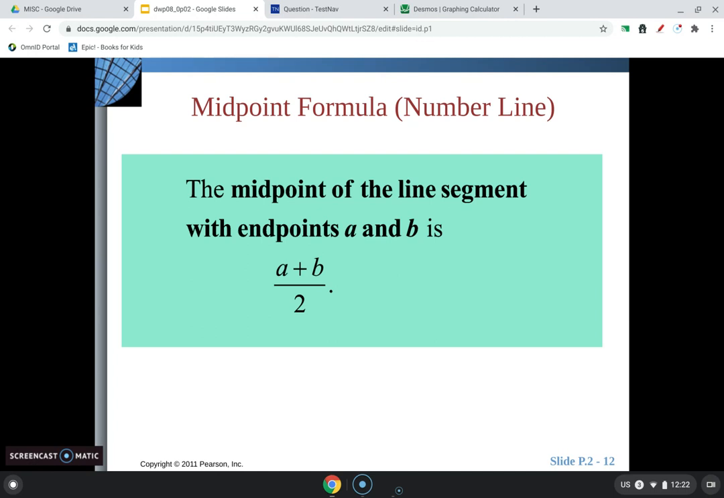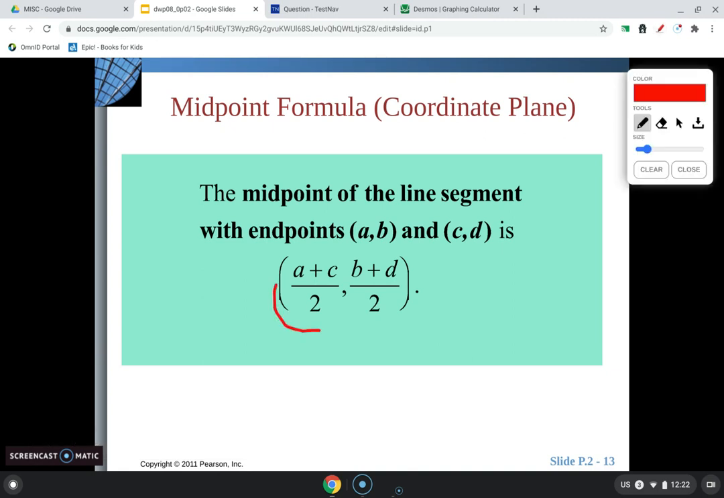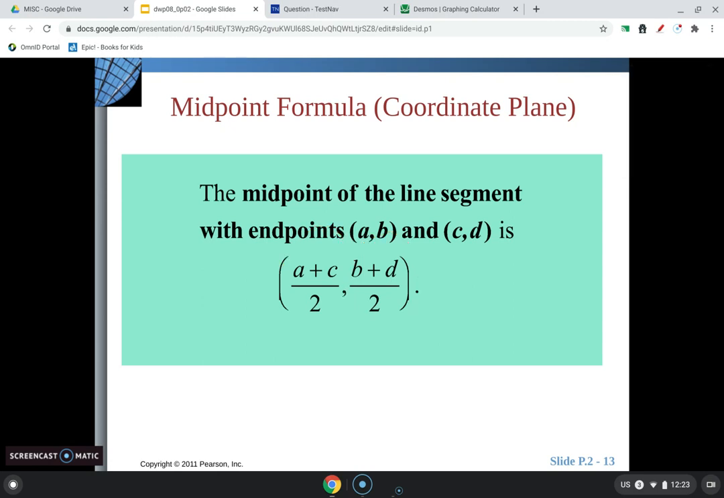If you get a decimal, go ahead and round to the nearest hundredth when you're doing the distance formula. All right, midpoint of a line segment: you just take the points, add them together, and divide by 2. And then the midpoint in the coordinate plane, you just take the average of your x's and the average of your y's. And remember, the midpoint is going to be a point.